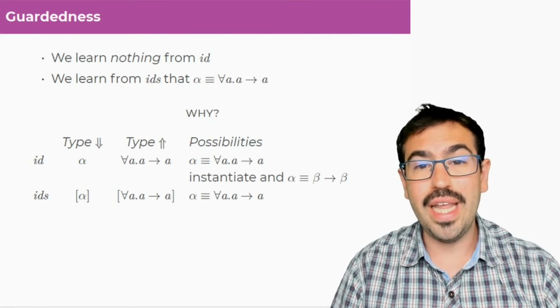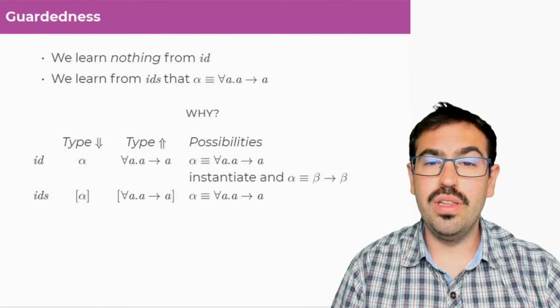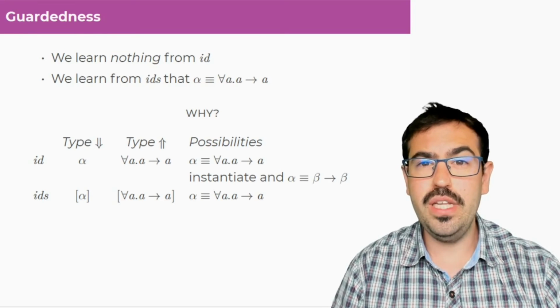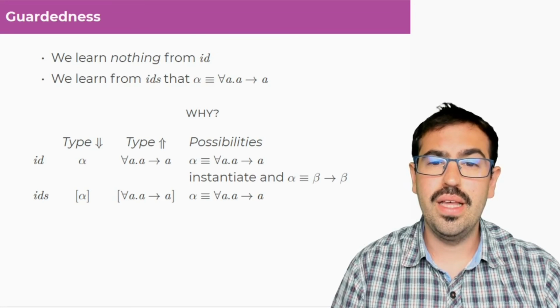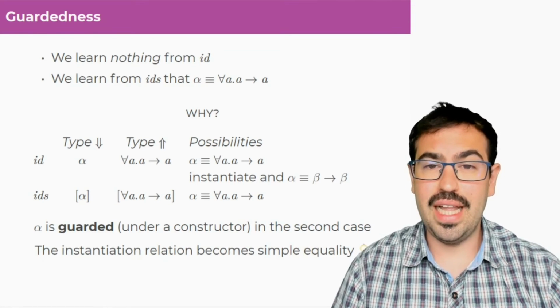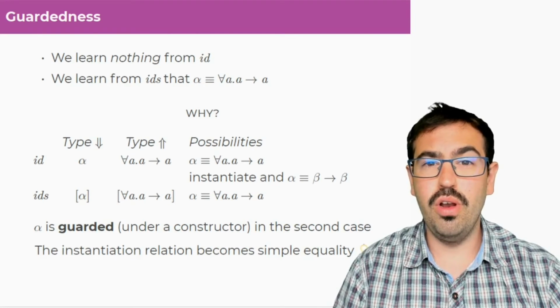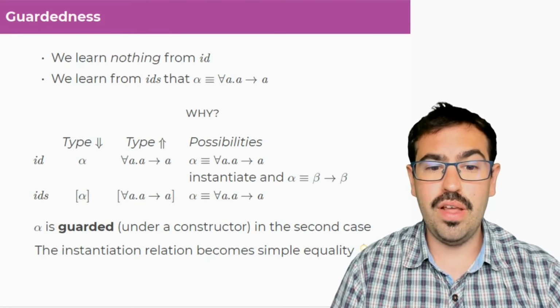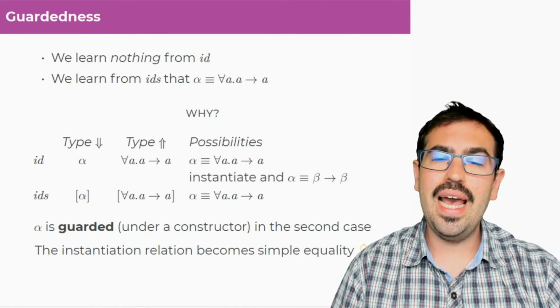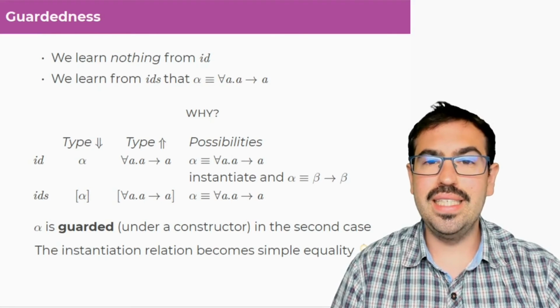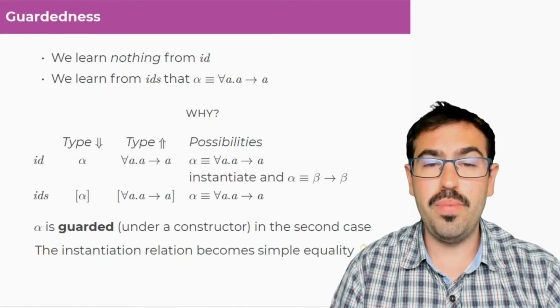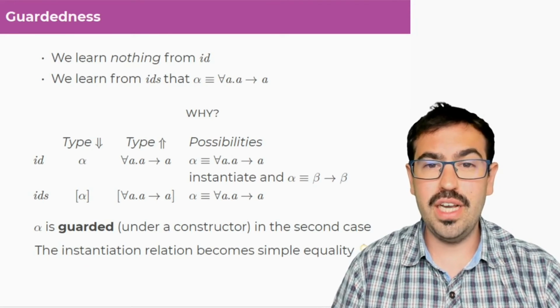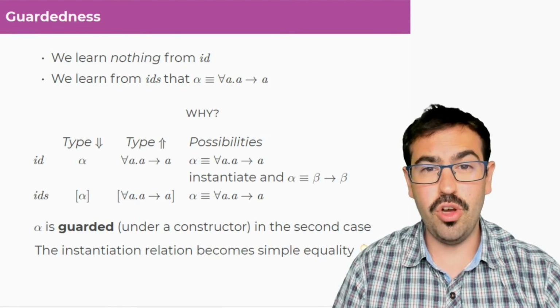At this point, we could instantiate, so the ∀A. A → A becomes beta → beta, and then we make alpha equal to this beta → beta. The difference here is that alpha in the second case is what we call guarded, which means it appears under a type constructor. And the key idea is that the instantiation relation becomes simple equality when you have a type constructor on top. So in the second case, you have nothing to decide, there is only one choice, so you take it.